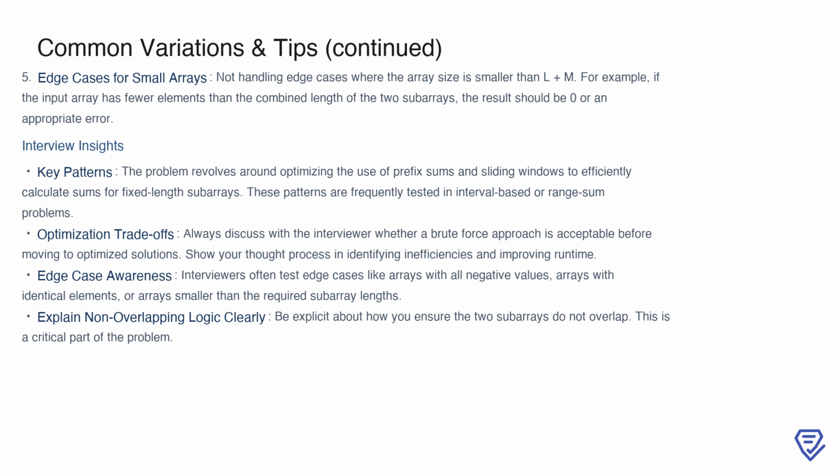From an interview perspective, this problem is a great opportunity to showcase your understanding of key patterns like prefix sums and sliding windows, which are frequently tested in range sum problems. A good strategy is to start with a brute force approach, then discuss optimization trade-offs with your interviewer before implementing a more efficient solution. Also, pay close attention to edge cases, such as arrays with all negative numbers or arrays smaller than the required subarray lengths. Lastly, be explicit about how you ensure that the two subarrays do not overlap. This logic is critical to solving the problem and demonstrating your thought process.